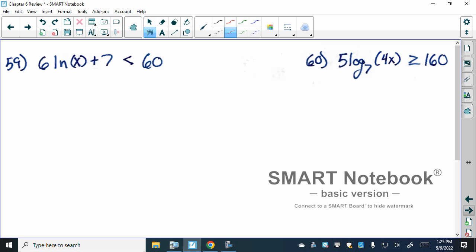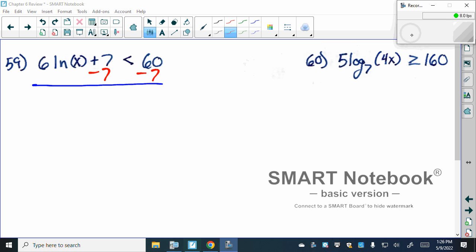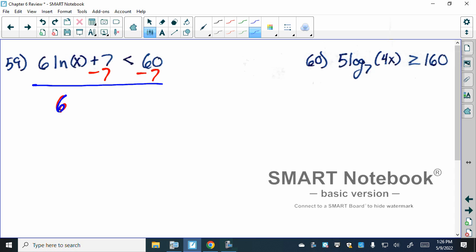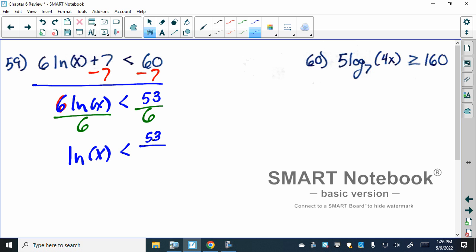So if we look at 59, the first thing we need to do is to get the natural log by itself. So we'll need to subtract 7 first. First thing we do is subtract 7 from both sides, and if we do that, we'll get 6 times the natural log of x is less than 53. Since the natural log is still not by itself, the next thing we can do is to divide both sides by 6, telling us that the natural log of x is less than 53 divided by 6.